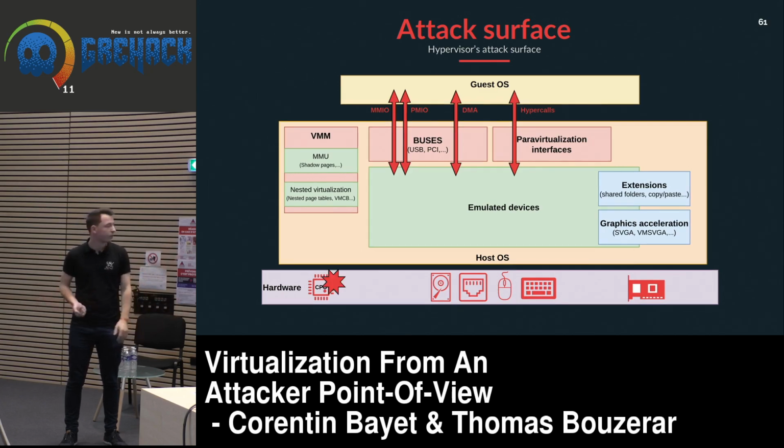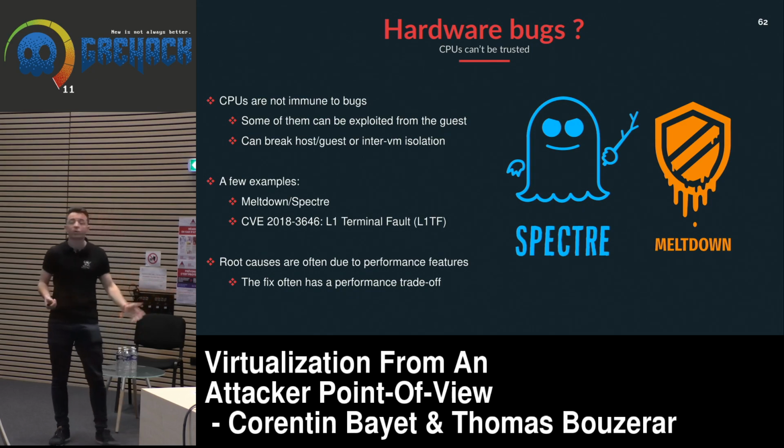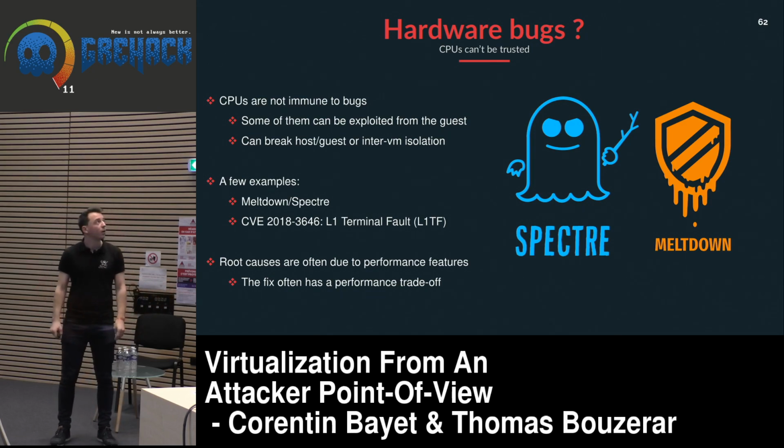Of course, we can't do everything. And the last thing I want to talk about is hardware and CPU bugs. But of course, hardware cannot be trusted, and CPUs are not immune to bugs. And when you have bugs in CPUs, some of them can be exploited from the guest to either break the host-guest isolation or to break the inter-VM isolation. So a well-known example is Meltdown and Spectre, which were exploitable from the guest memory. Another example is L1 Terminal Fault, which also was exploited from guests.